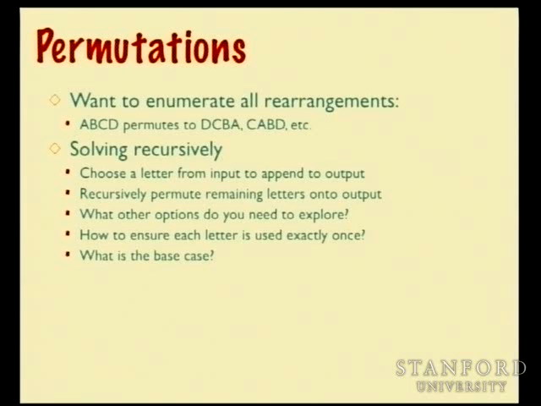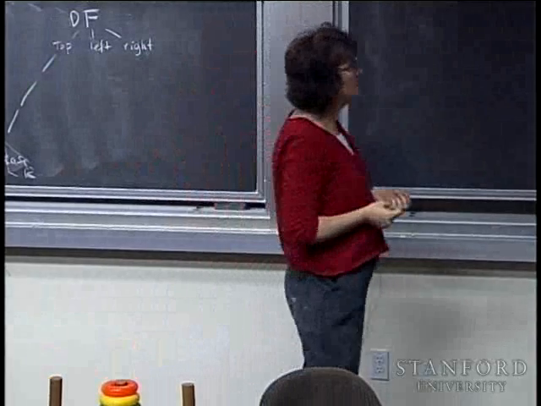Okay. So I've got ABCD coming in. I want to be able to print DCBA and CABD and ABCD and ABDC and all these other variations. I'm going to use the strategy that I described intuitively just now, about how permutations are constructed.